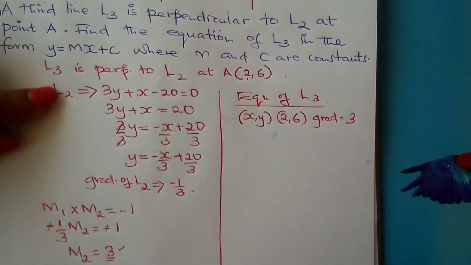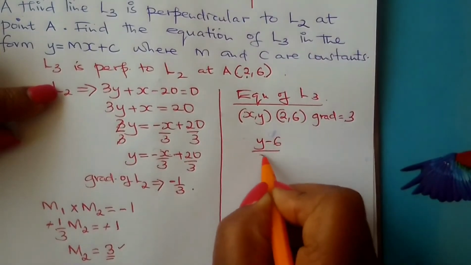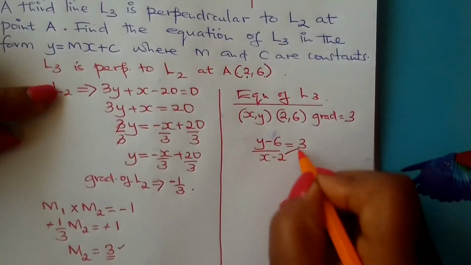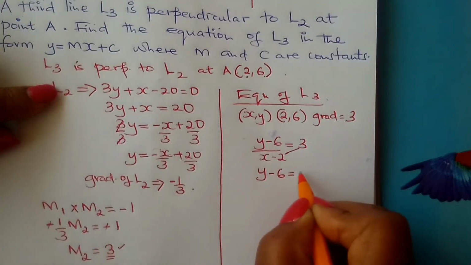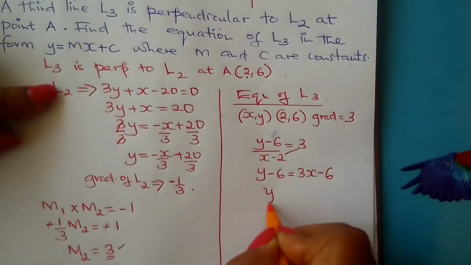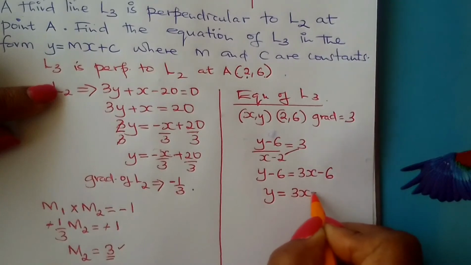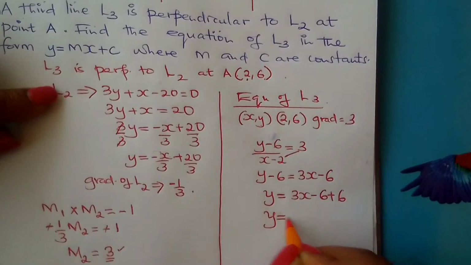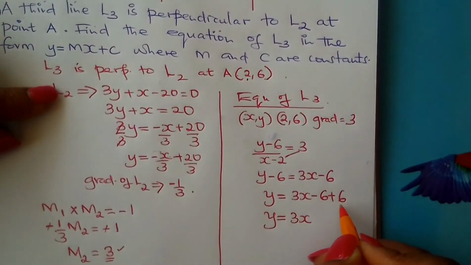So learner, with this, you just say change in y over change in x is equal to 3. Cross multiply. So you get y minus 6 is equal to 3x minus 6. And so what is y? Take minus 6 to the other side. You'll get 3x minus 6 plus 6, learner. And so your y will be equal to 3x minus 6 plus 6, which is 0.